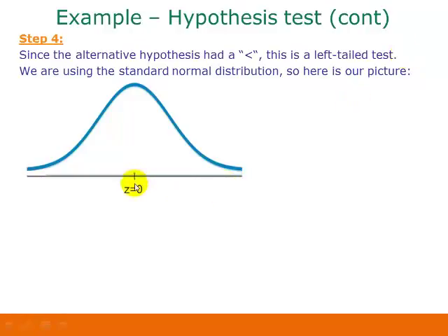We've got z equals 0 in the middle of our distribution, and here's where our test statistic was, negative 1.91. And since we're doing a left-tailed test, we're shading to the left of our test statistic. Our p-value is the area of the shaded part here.